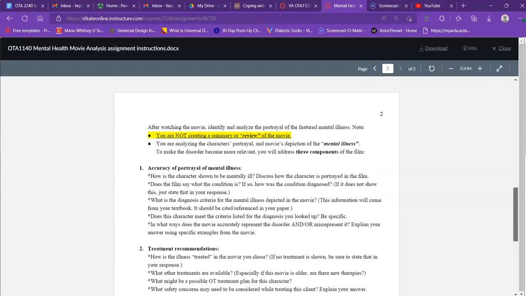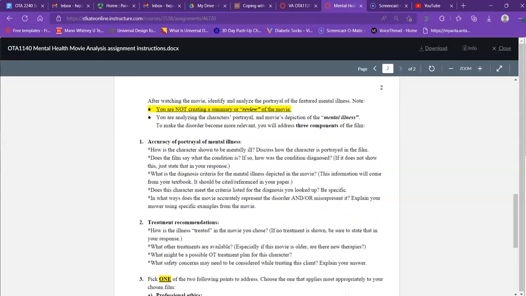And then after watching the movie, you're going to identify and analyze the portrayal of the featured mental illness in the movie. So please know that for this assignment, you are not creating a summary or a review of the movie. You're analyzing the character's portrayal and the movie's depiction of whatever mental illness is involved in the movie. So to make the disorder become more relevant, you'll address three components of the film.